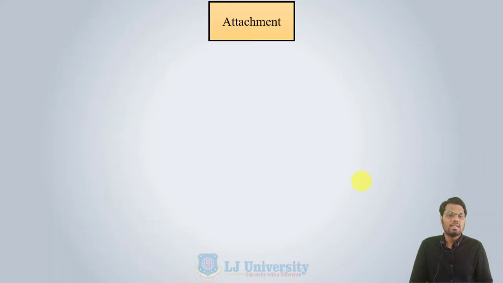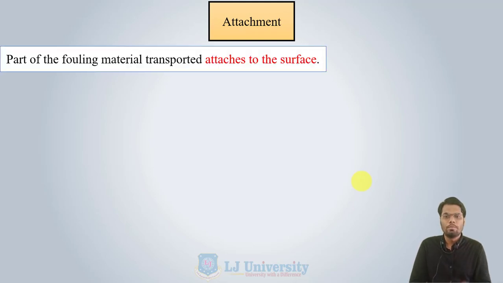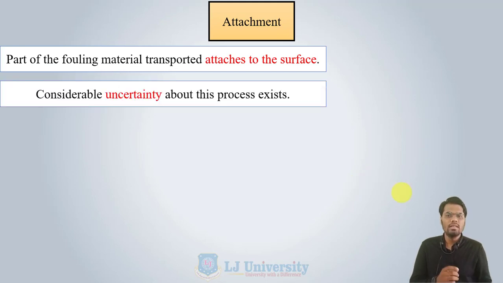The third stage is attachment. Now the particles of the foulant are going to attach to the surface according to the surface roughness or adhesive properties. So part of the fouling material transported attaches to the surface. Considerable uncertainty about this process exists because some particles are going to attach and some are not going to attach. We cannot judge primarily.